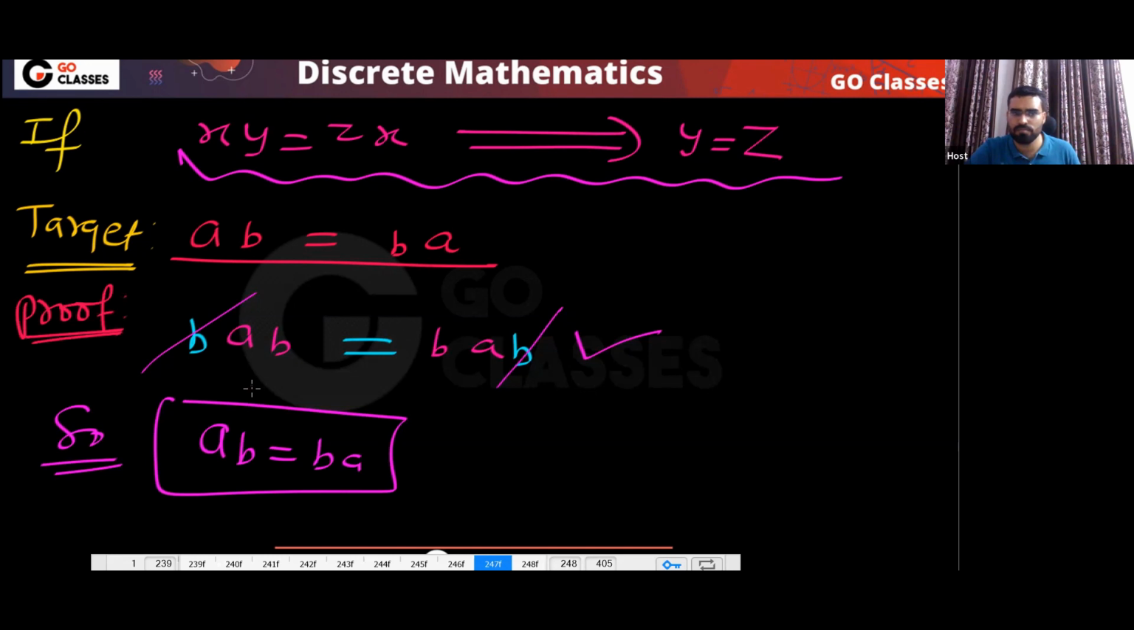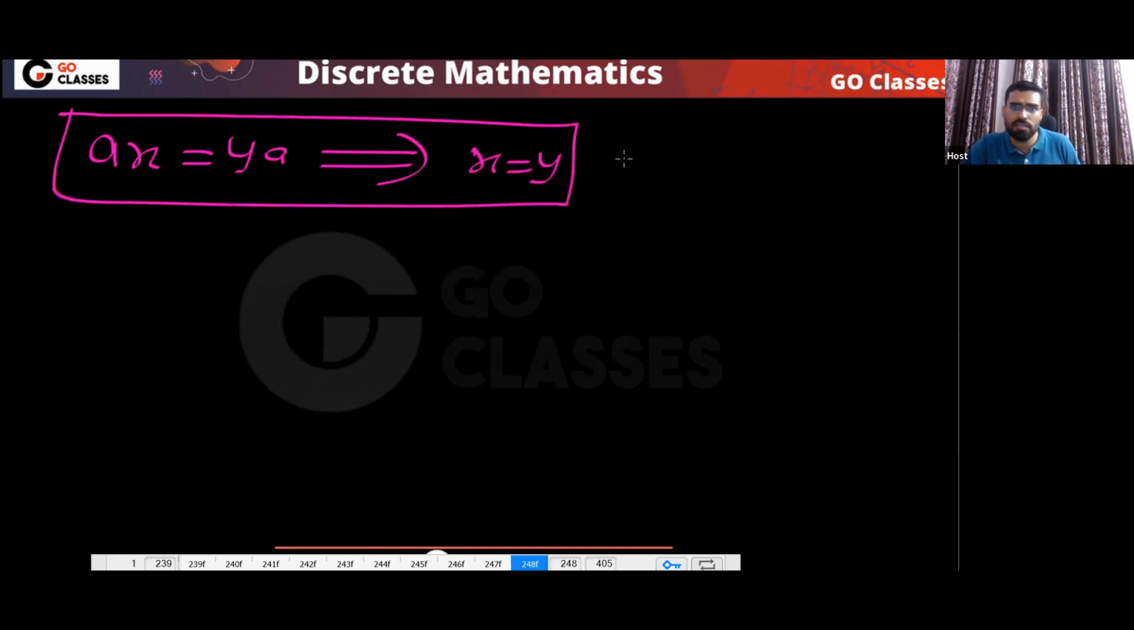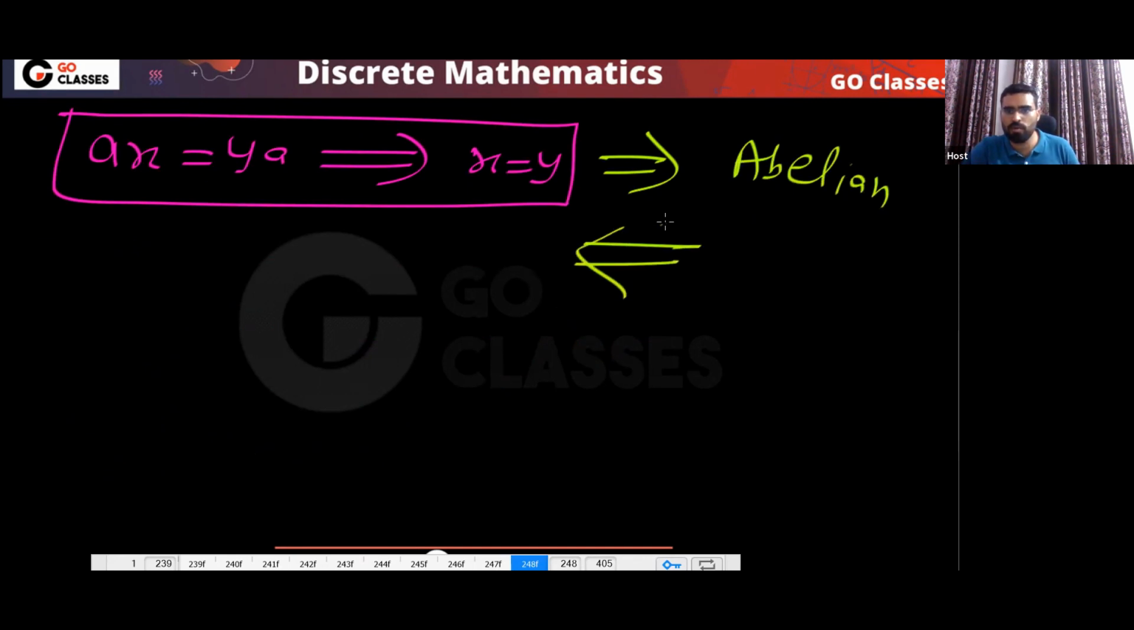Isn't it simple? Tell me. And can I say if you have an abelian group, then this will happen? So you can notice that if AX equal to YA implies X equal to Y, this thing implies abelian. Can I say abelian implies this thing? Yes, abelian will imply this thing, right?